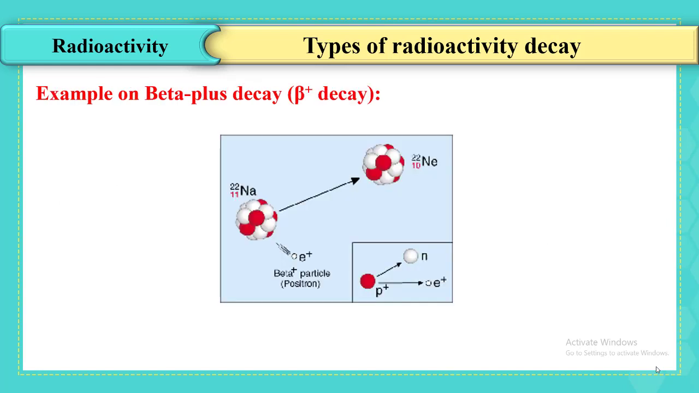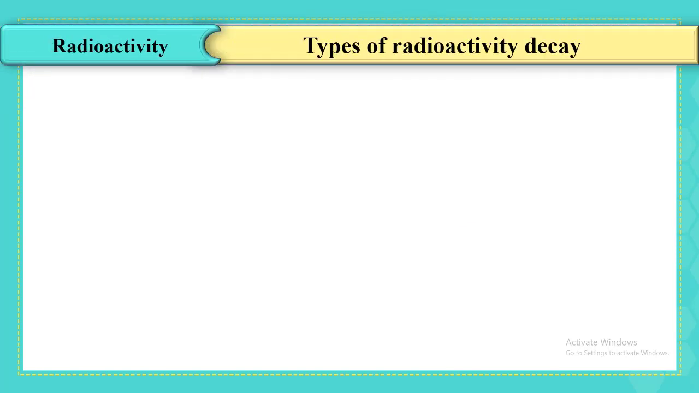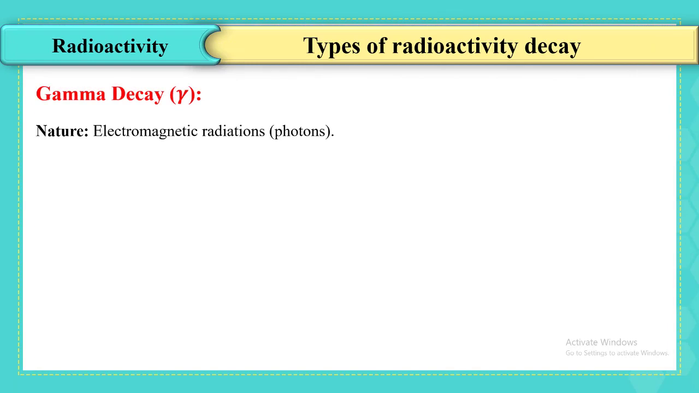In a beta plus decay, the atom loses a proton because it is transformed into a neutron, which leads to the emission of a positron particle as shown here in the case of the sodium element. We can see that the sodium nucleus loses a proton to become a neutron, which causes the emission of a positron. The final type is the gamma decay. It is due to the excitation of the daughter nucleus from a high energy level to a lower one.